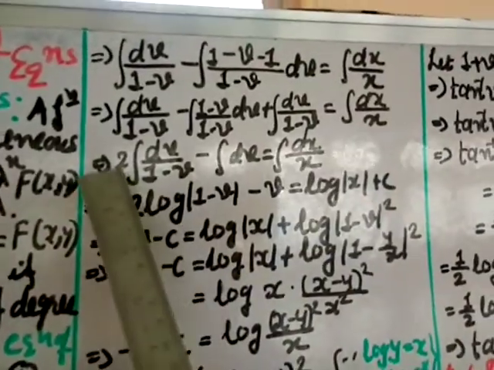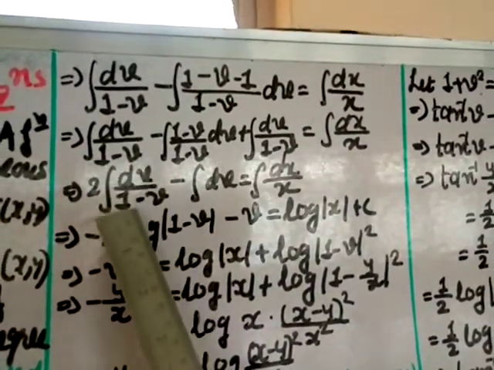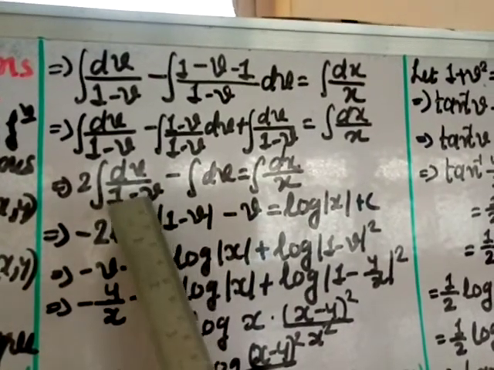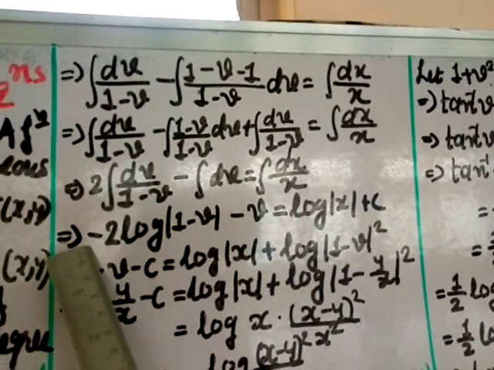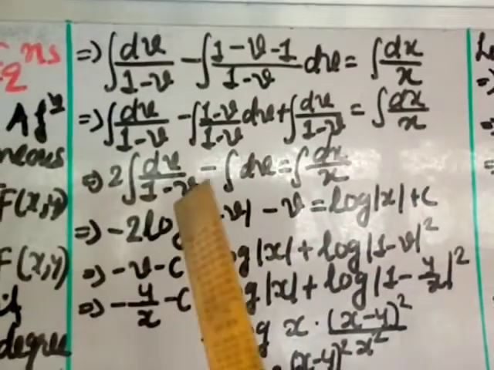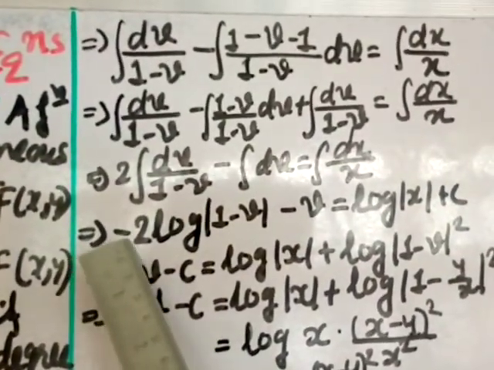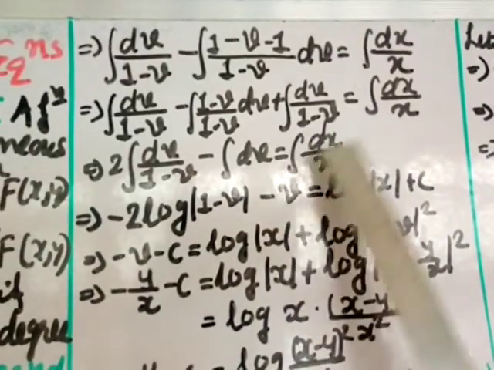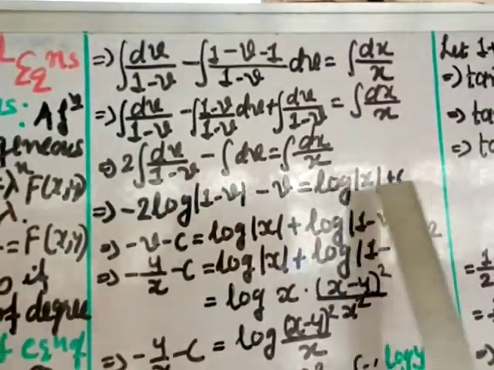Now let us integrate. This is of the 1 by v form, and that is the 1 by x form, so the answer is log. So I get 2 log (1 minus v), the coefficient of v is minus, so divide by minus 1. Okay, I have divided by minus 1, if you divide or multiply it is the same, so it is minus here. Minus integral of this is v, equal to integral of this is log x plus c.